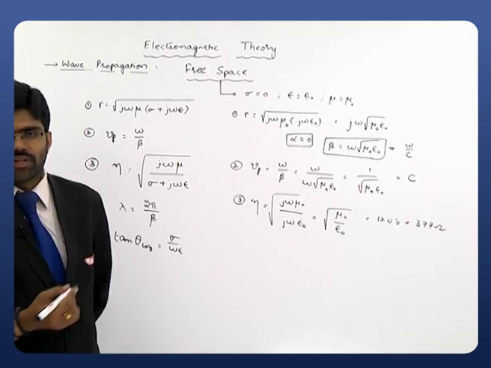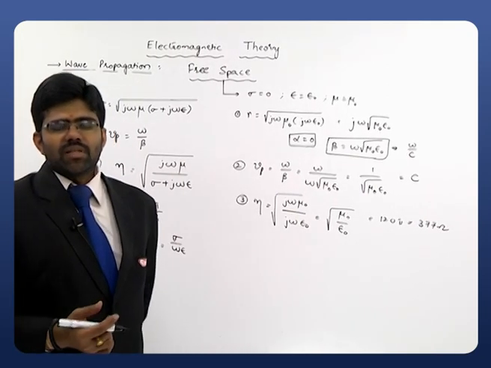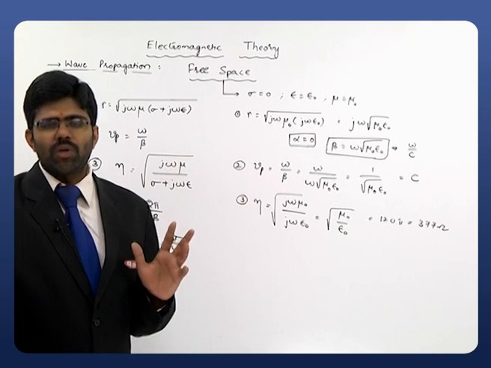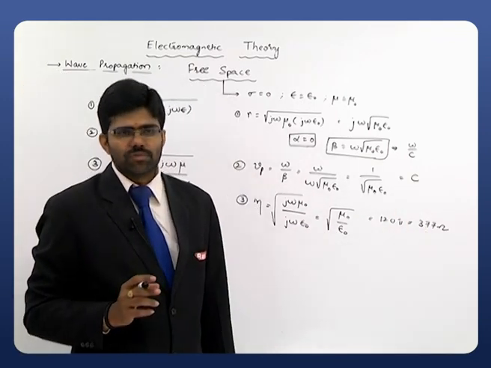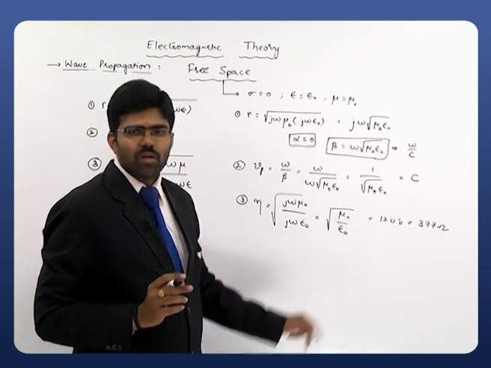So this is a very important constant we have to remember. The characteristic impedance of free space is simply 120 pi or 377 ohms, which is equal to under root mu naught by epsilon naught.